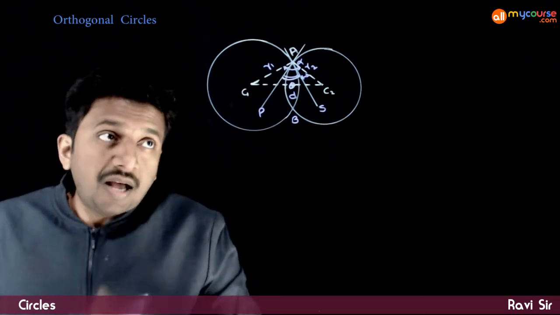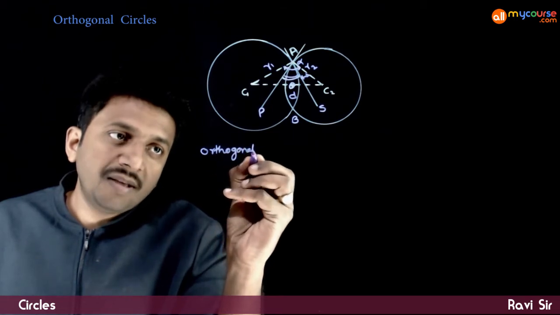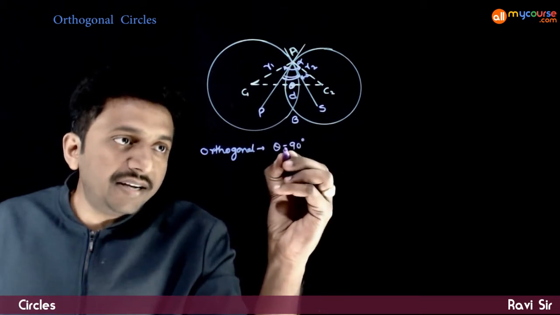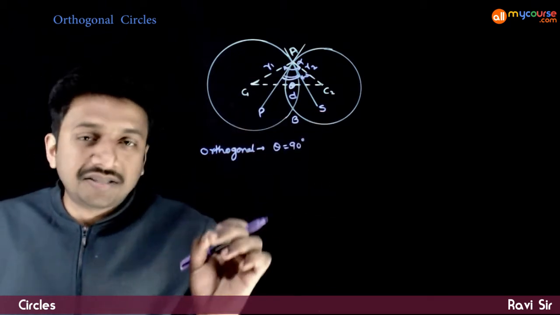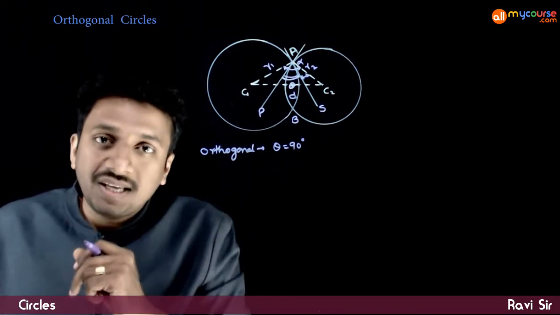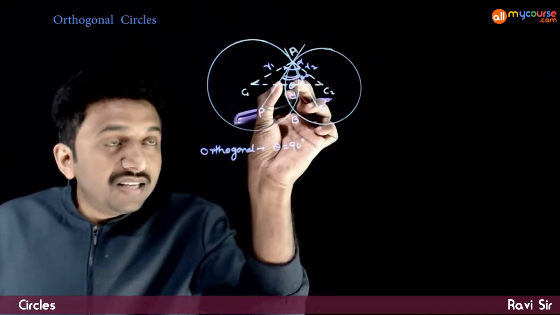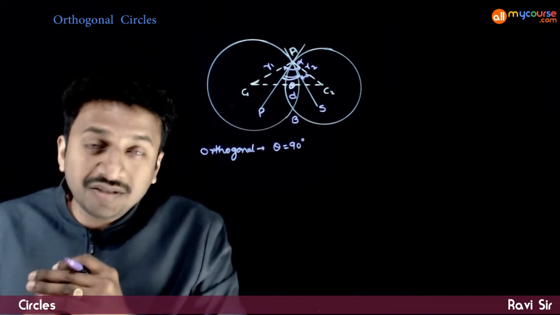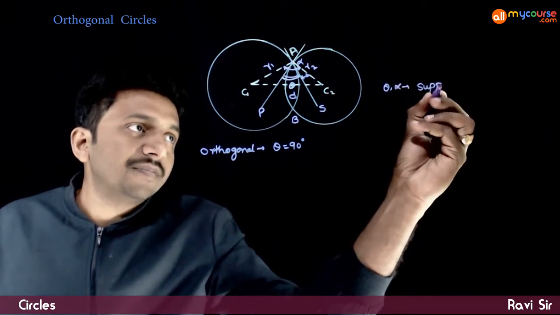Two circles are said to be orthogonal if the angle between the circles is equal to 90 degrees. So it's a special case. If two circles are such that the angle between circles is equal to 90 degrees, then we say that the circles are orthogonal. So in this case, theta will become 90 degrees. So obviously alpha will also become 90 degrees because theta and alpha are supplementary angles.